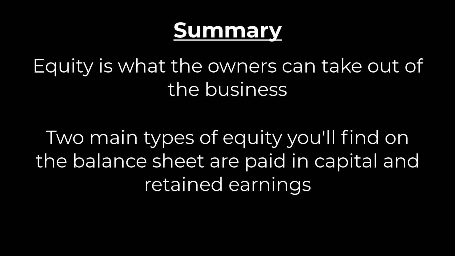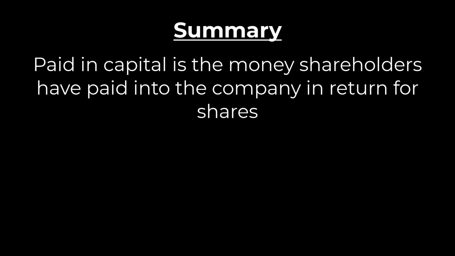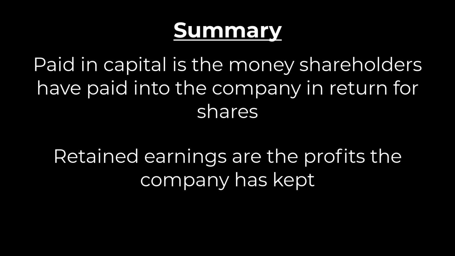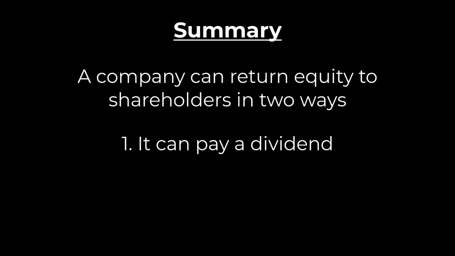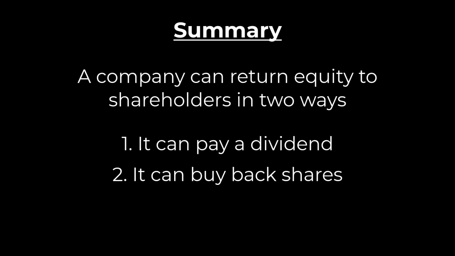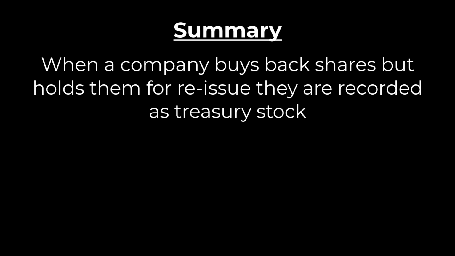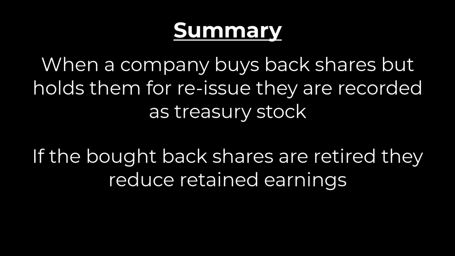The two main types of equity you'll find on the balance sheet are paid-in capital and retained earnings. Paid-in capital is the money shareholders have paid into the company in return for shares. Retained earnings are the profits the company has kept. A company can return equity to shareholders in two ways. It can pay a dividend, or it can buy back shares. When a company buys back shares but holds them for reissue, they are recorded as treasury stock. If the bought back shares are retired, they instead reduce retained earnings.